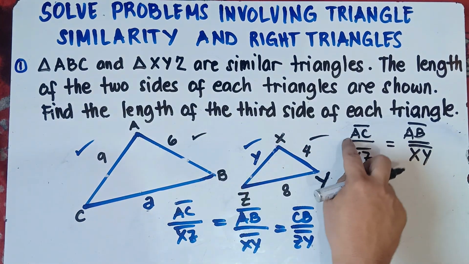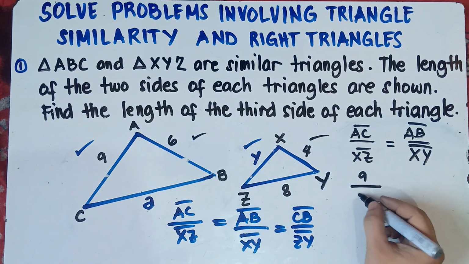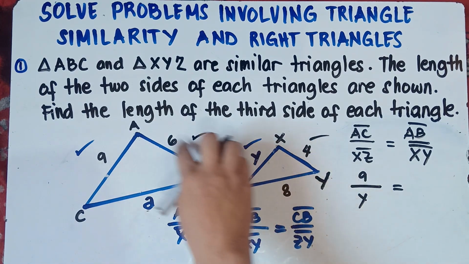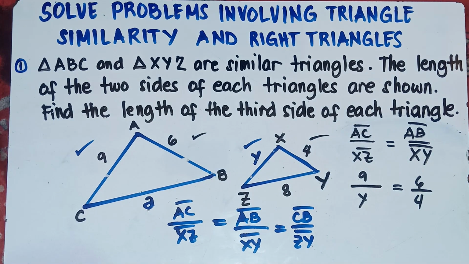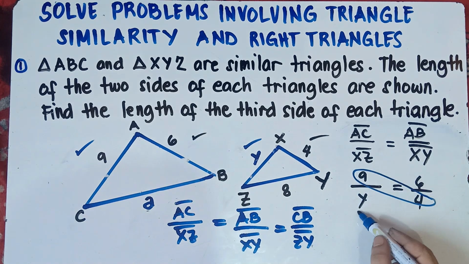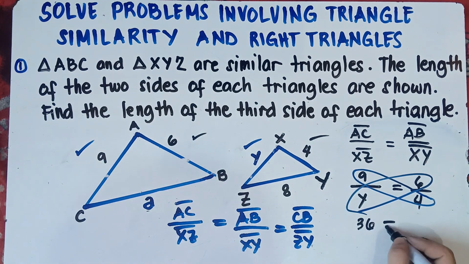So AC, substitute the value. AC is 9 over XZ, which is Y, is equal to AB, which is 6, over XY, which is 4. So cross multiply to find Y. So this will be 9 times 4, that is 36, equals 6 times Y, that is 6Y.